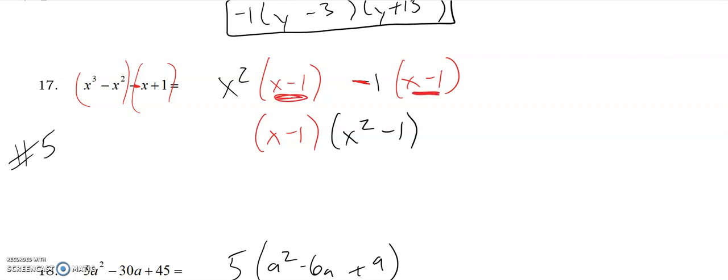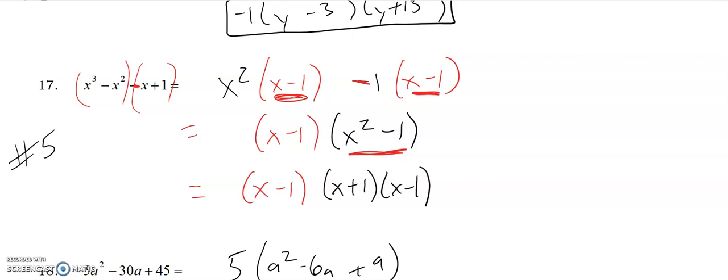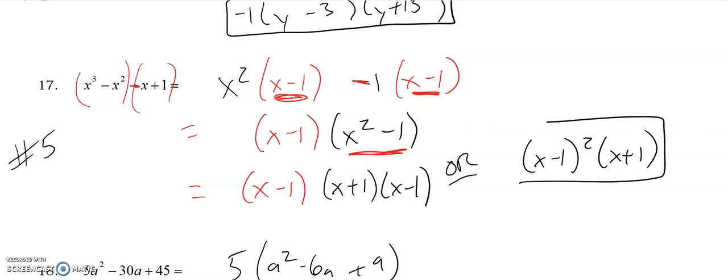However, I'm not finished. If you got to this point, that's awesome, but it continues to factor. This is another difference of 2 squares. It's another DOTS problem, so I'll bring that one down. This one factors into x plus 1, x minus 1. So again, you're welcome to leave it like that, or take one extra step and simplify it slightly by using your exponent of 2 there.